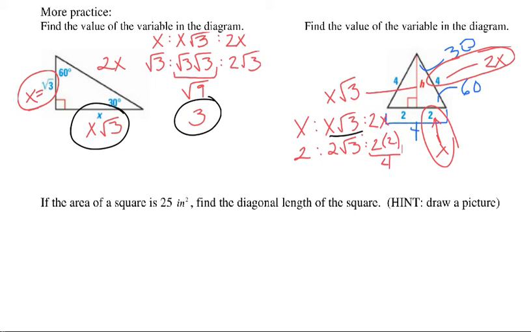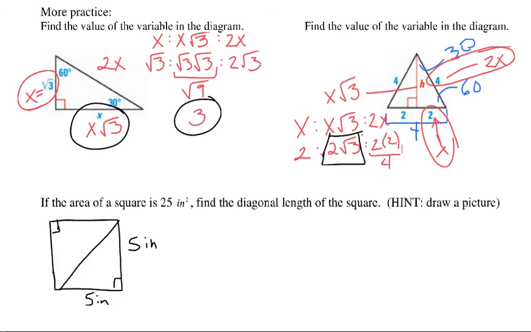For the last one, it gives us a square, and that the area is 25 inches squared. So that means that each side length needs to be 5. I know this because my side times my side needs to be the area, and the only way that happens with a square is if they're both the same, so that's 5 and 5.